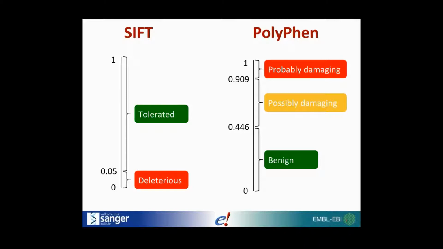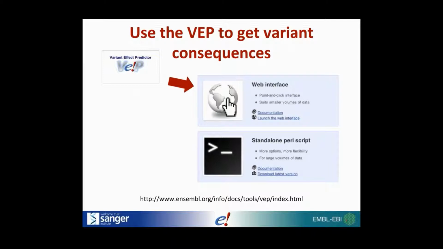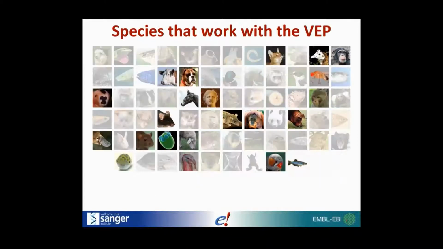These scores, you'll see the scores and you'll see the predictions in Ensembl and when you use the VEP. So the VEP you can use to get these variant consequences, and there's a web interface where you can point and click with your mouse, and there's also a Perl script which is standalone, which you can use just through your computer, which doesn't necessarily need to communicate with the internet.